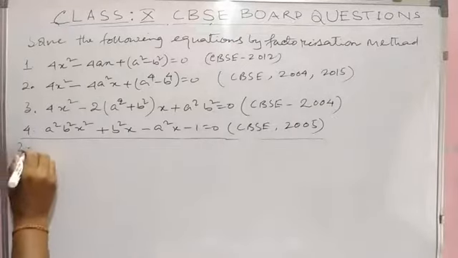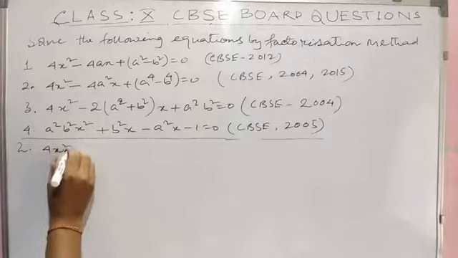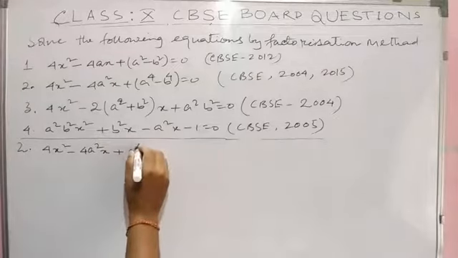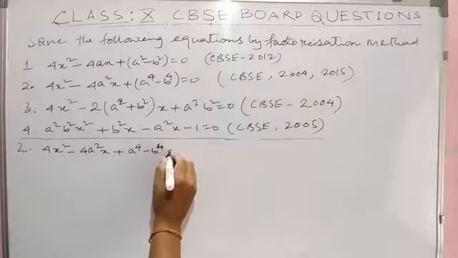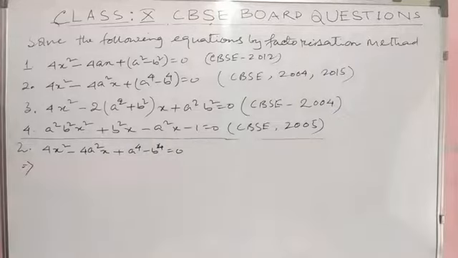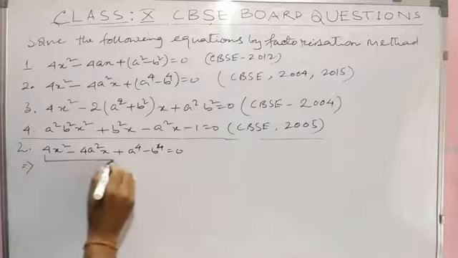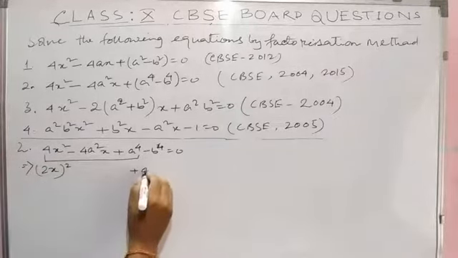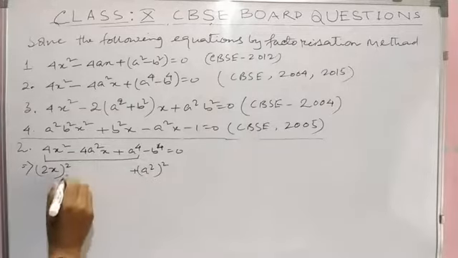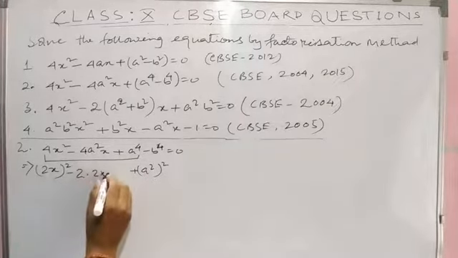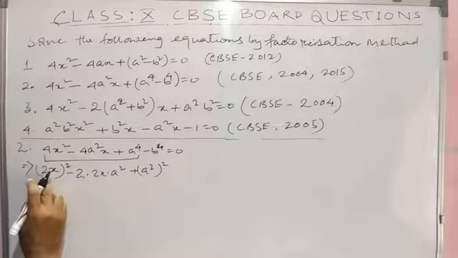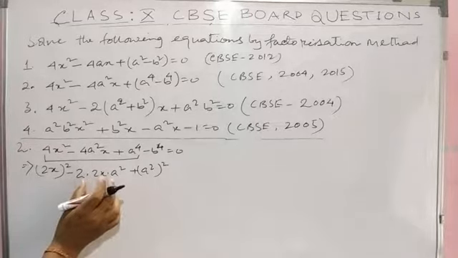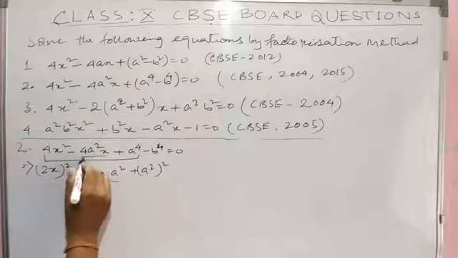Question number 2. It is given 4x² − 4a²x, and remove this bracket. We can write this one equal to 0. Similarly here also we can use the formula. I can write this one as a², this one as b², minus 2 into a into b. Here a means 2x, b means a². So if we write 2 into a into b, definitely this and this become the same.